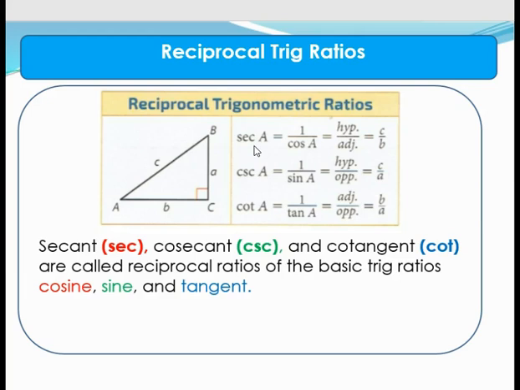So let's take a look at what they show you in this table. So here we have secant A, and secant A equals 1 over cosine A, which is hypotenuse over adjacent, which is c over b. So if I ask you to find secant A, you will be finding the hypotenuse, c, right here, over the adjacent, which is b.